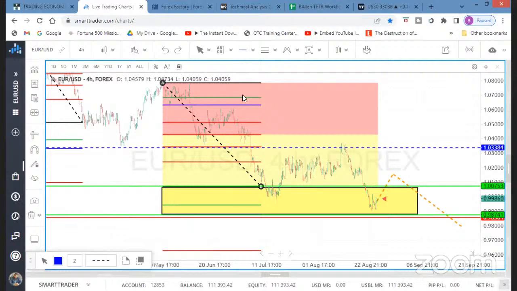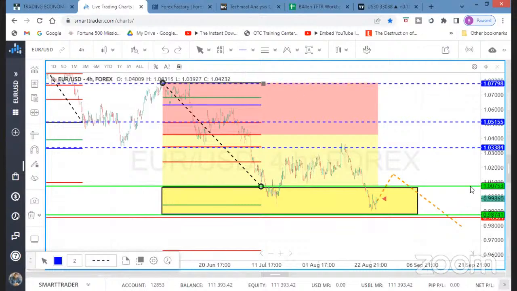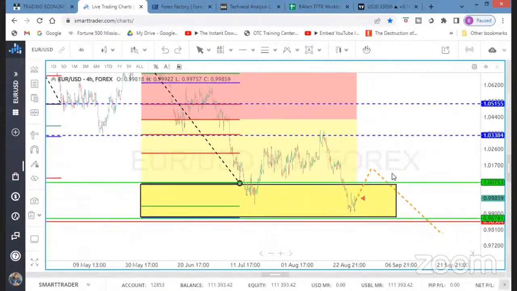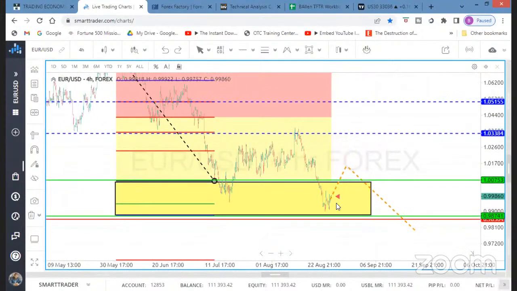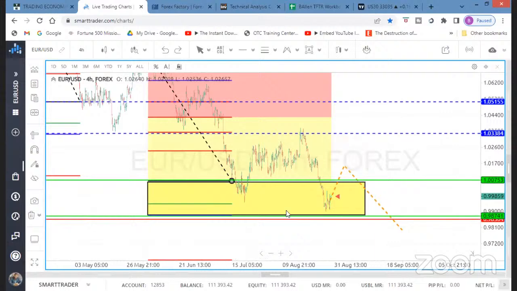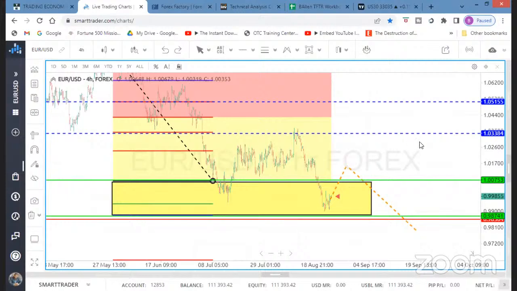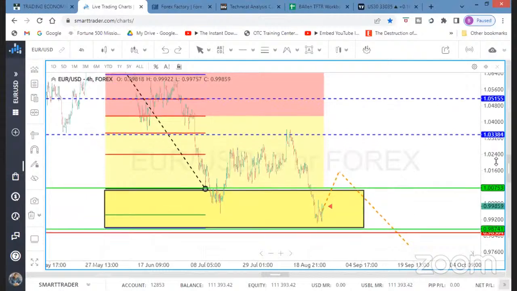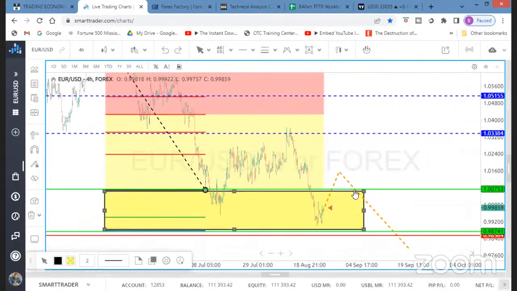It hit target 1. So now it's just a matter of what I was talking about. Do we want to continue to push, or is this just a type 2 check back where it wants to check back in that zone and then it's going to take off again? That's the dilemma that I was putting out there for everybody: what does it want?